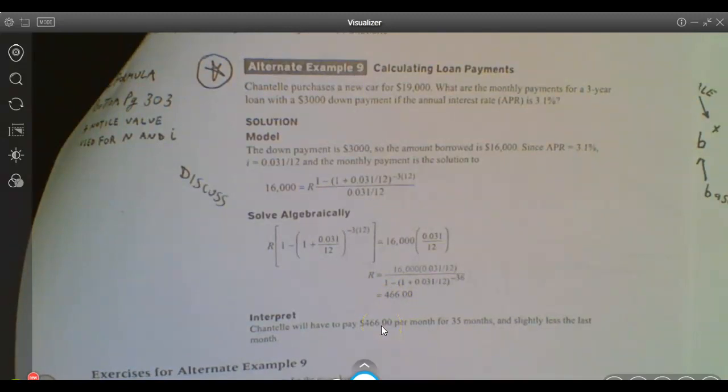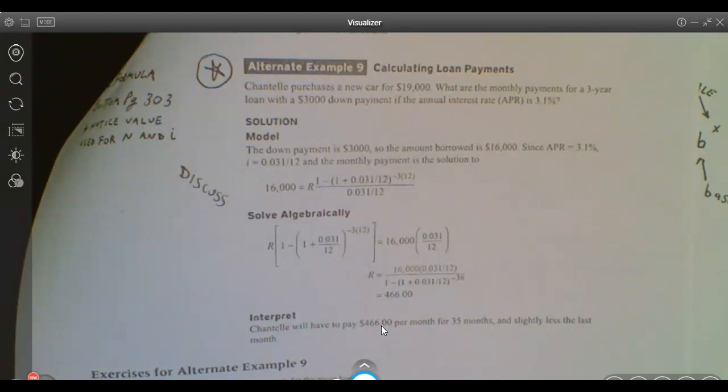If you look at this one, we would interpret this as her paying $466 a month. Remember, it's 36 months, but the reason they say 35 months and then slightly less in the final month is because as you make your final payment, interest doesn't have time to accrue in the final month after you've made that payment. So it's paid off, and the interest is not continuing to build. But realistically, it still would be close to that $466 for 36 payments.